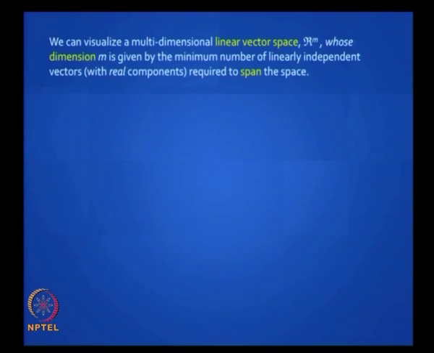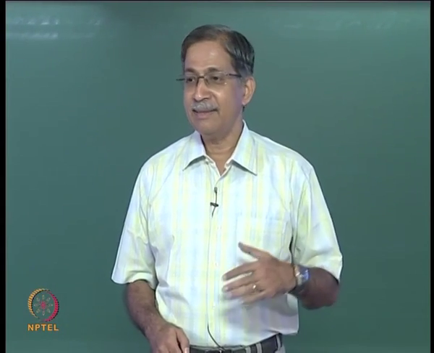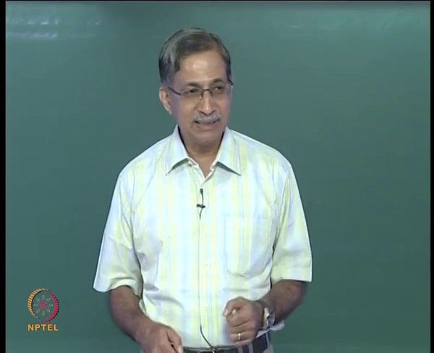Now vectors are important, you know, we are dealing with displacement vectors and force vectors, so they have some meaning, and it's good to see the background. We can visualize a multidimensional linear vector space Rm whose dimension m is given by the minimum number of linearly independent vectors with real components required to span the space. These are beautiful words. There is a word called spanning, there is a word called linearly independent vectors, there is another word called basis. What is basis?